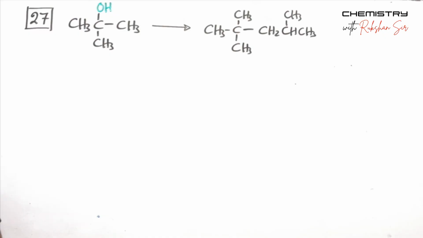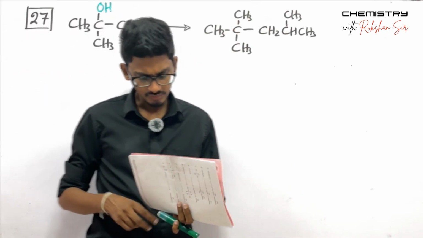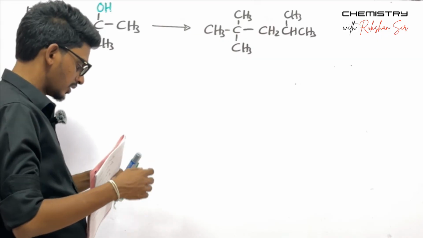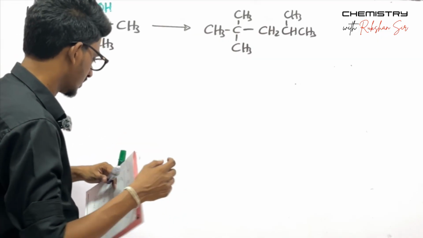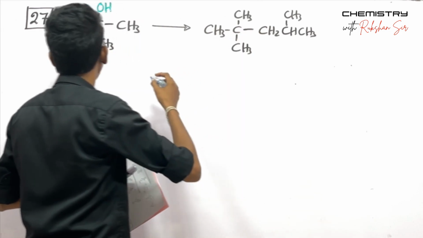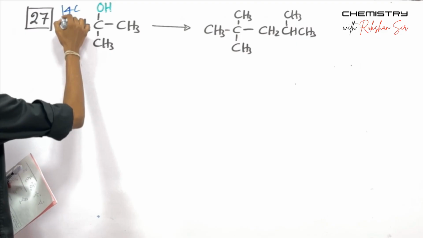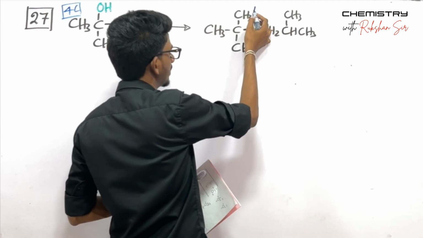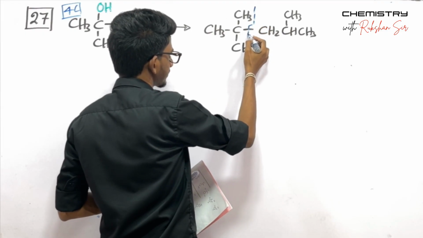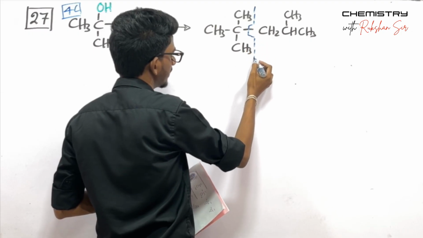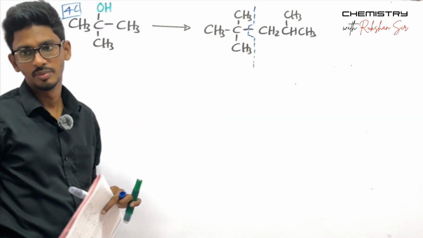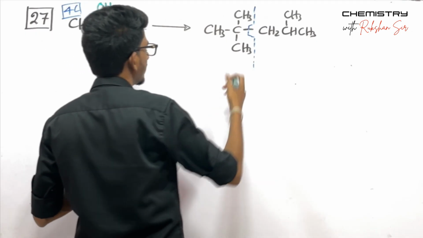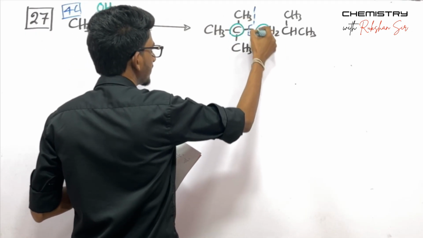Now think. How to think? So definitely you have to break from here, right? Because it's a 4-carbon block. We have to break this thing into 4-carbon blocks, definitely from here. Then the break gives 4-carbon blocks, and these two are the functional carbons of the two blocks.